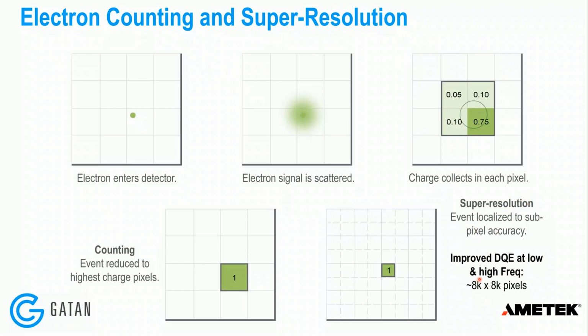So the benefit that we already saw in the previous slide, we get improved DQE at low and high frequency. And we also get these super resolution images that are bigger than the physical sensor size of the camera. So our 4K detector gives us an 8K image. So the advantage here is that you boost your field of view if you're using super resolution, and you get improved DQE. So it's pretty useful.